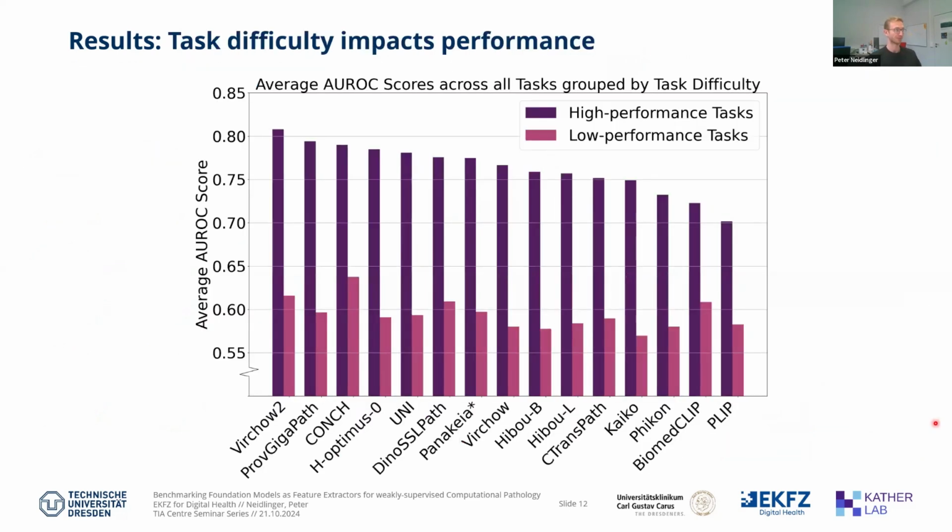Here I split the tasks into those where at least one model manages to get an average AUROC of above 0.75, and below that the low performance tasks. If you just look at the high performance tasks, then BHF2 is the best one, followed by Prov-GigaPath and CONCH. But if you look at the low performance tasks, so these are tasks where no model manages to get an average AUROC of above 0.75, then CONCH performs best. And here it's interesting that BiomedCLIP is the third or the fourth best model in the low performance tasks, but pretty bad in the high performance tasks.